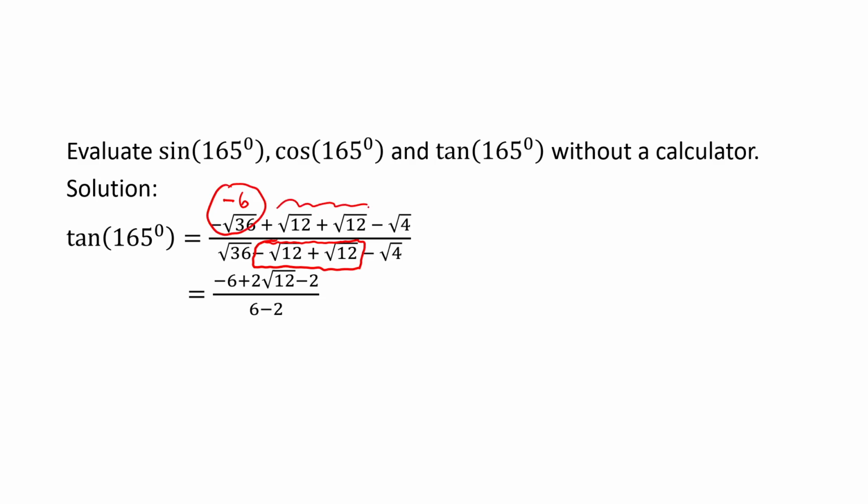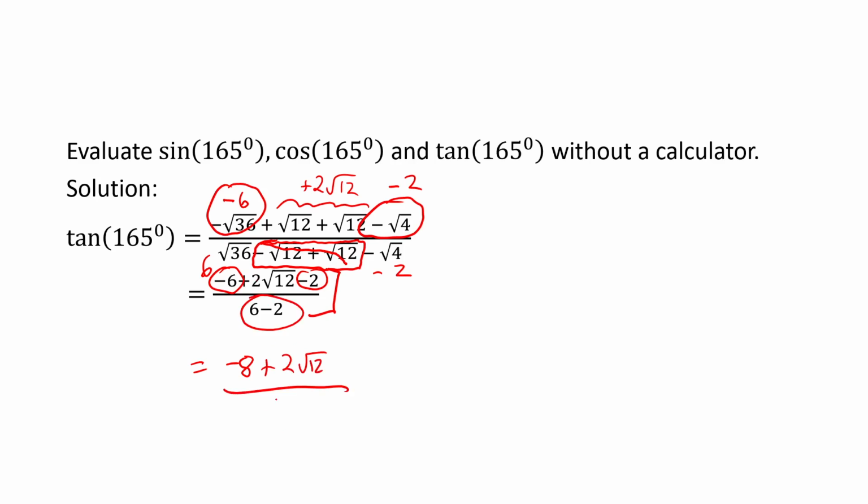When we have this plus root 12, that's plus 2 root 12. And then on the end here, this negative root 4, that's minus 2. As mentioned earlier, that negative root 12 and positive root 12 cancel each other out. The square root of 36 is 6, and the square root of 4 is 2. So we actually end up with this expression right here. Now that expression, when we take this negative 6 and negative 2, they combine to be negative 8. We have plus 2 root 12, and then in the denominator we have 6 minus 2, which is 4.